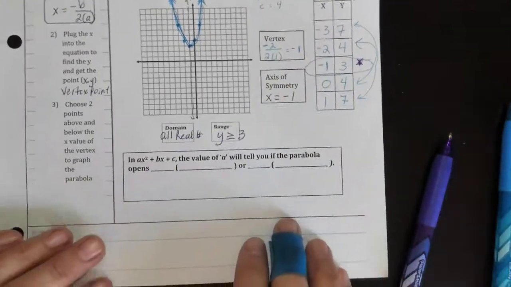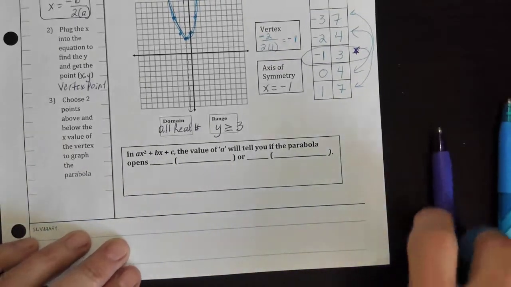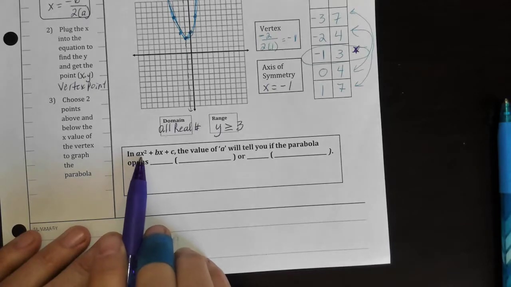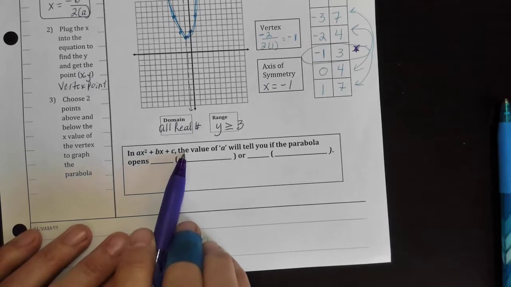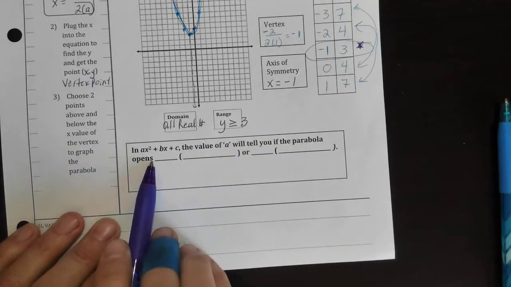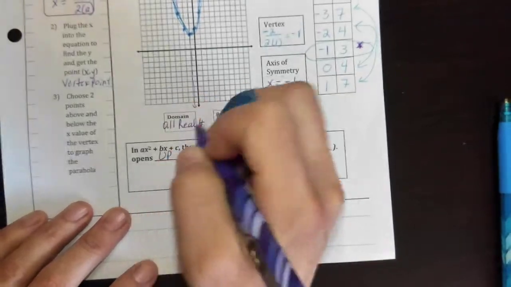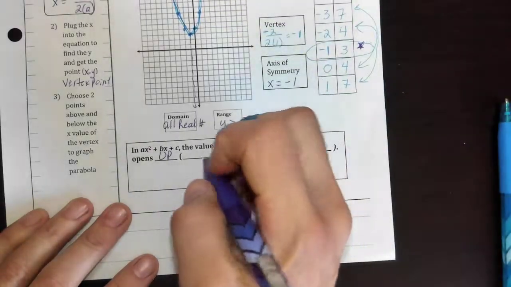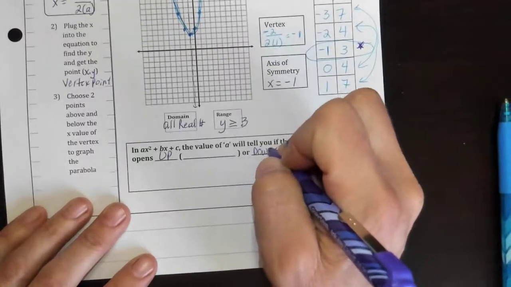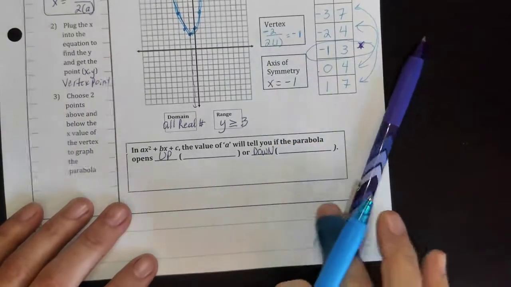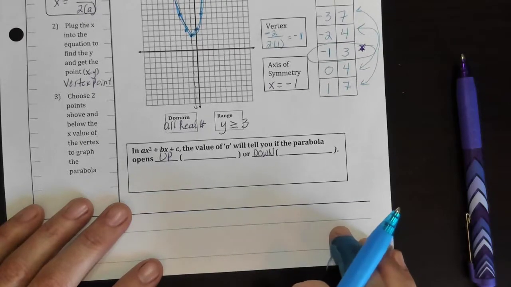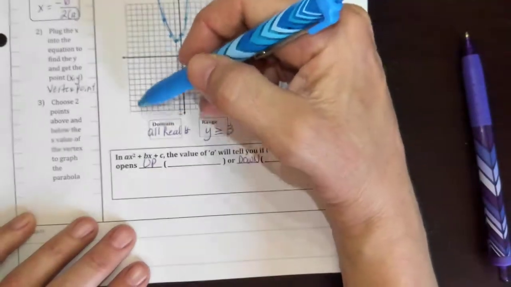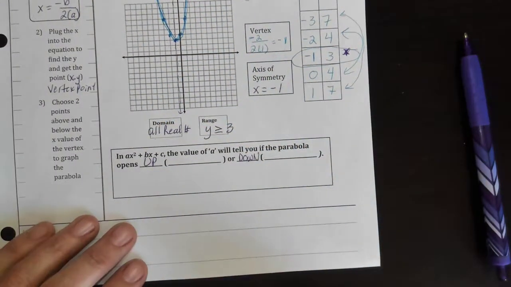Okay, so a little bit of a summary here. In a quadratic of the form ax squared plus bx plus c, the value of a is going to tell you if the parabola opens up. And if you look, that's what happened above. Or down. How do I know before I even graph it if this parabola is going to be a U-shaped graph or if it's going to be an upside down graph and go down, an upside down U?